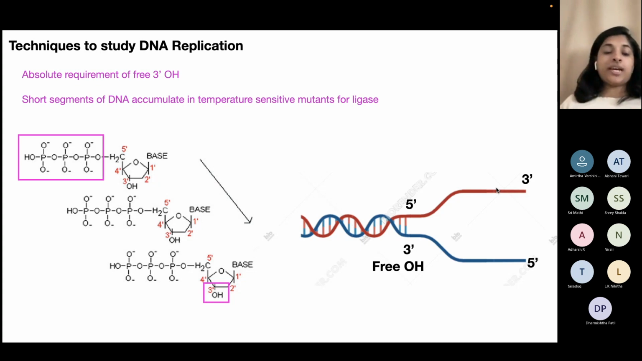Now, the second observation they had was that short segments of DNA accumulated in temperature-sensitive mutants for ligases. So, in the last session, we discussed how temperature-sensitive mutants were isolated.